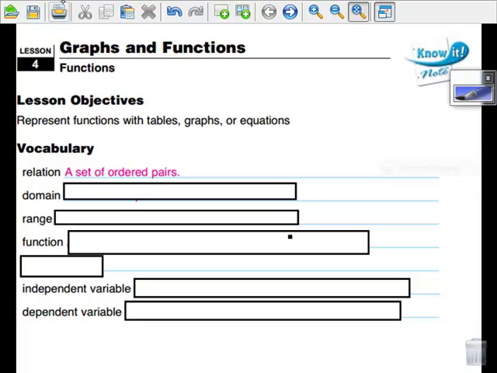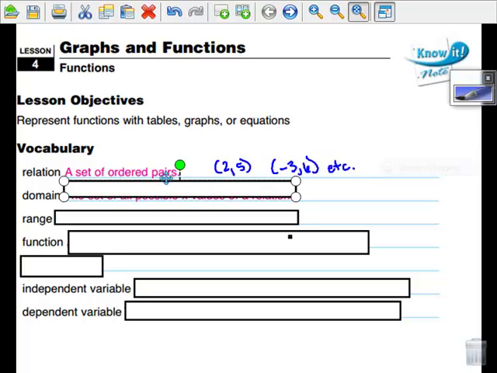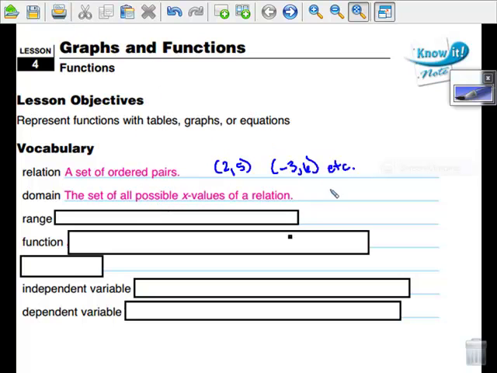So here let's just give an example: (2, 5), (negative 3, 6), etc. It's just a set of ordered pairs. And then we have what's known as the domain. The domain is the set of all possible x values of a relation. So in the previous example, the domain would be 2 and negative 3. They are the two x values.